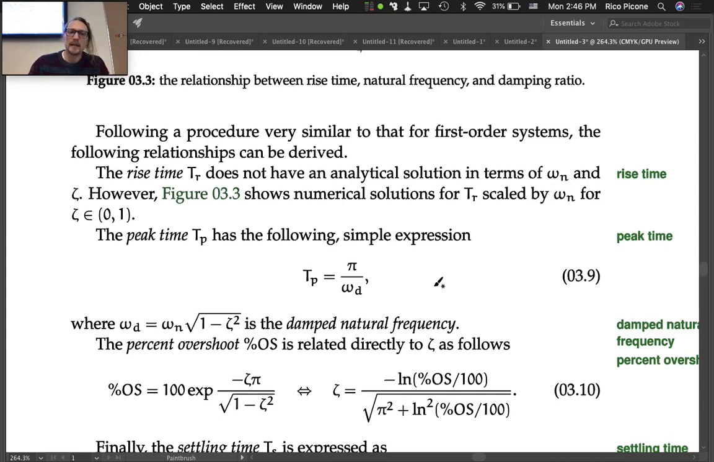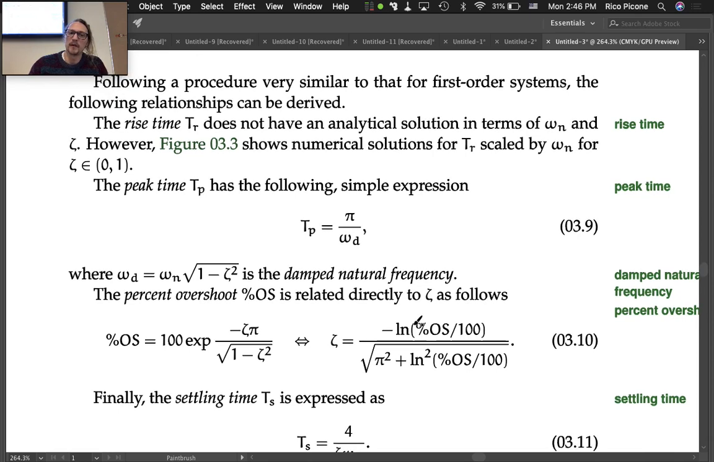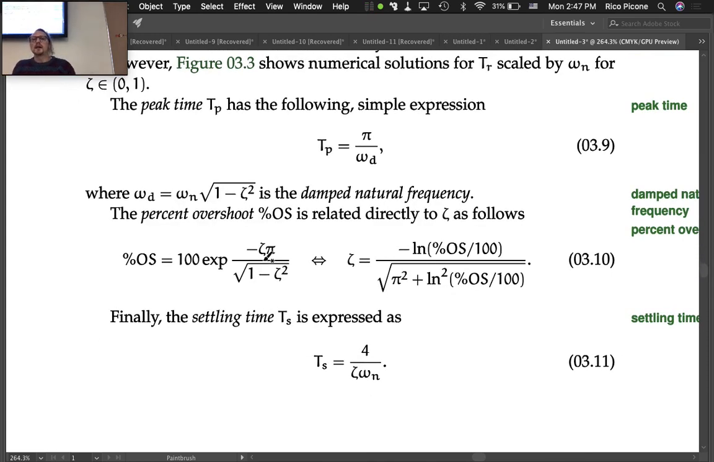Great. The peak time, TP, has the following simple expression. So the peak time is related to the damped natural frequency with this simple relationship. It's a pretty cool relationship, and so it's good to keep that in mind. So the peak time is much simpler than the rise time for second-order systems to describe. The percent overshoot is related directly to the damping ratio. So it doesn't depend at all on the natural frequency. It's just the damping ratio. So you could think of the damping ratio determining what the percent overshoot is, or the percent overshoot determining what the damping ratio is. And I've solved it out in both ways.